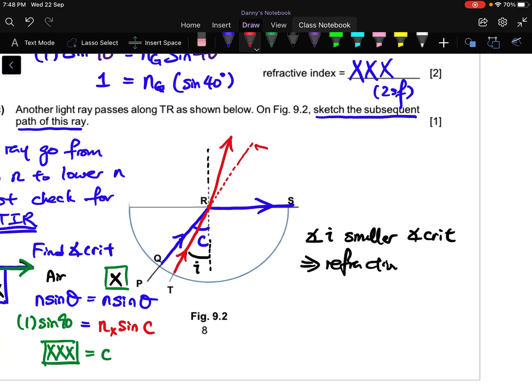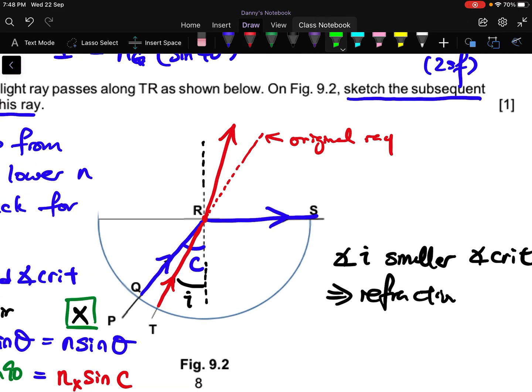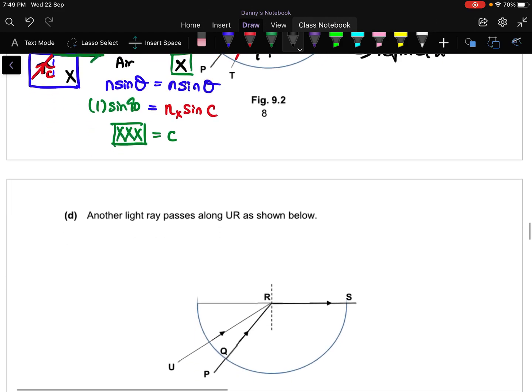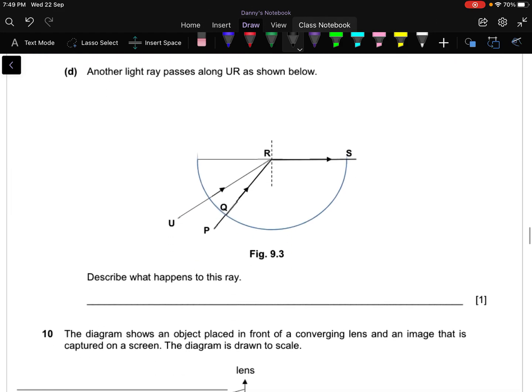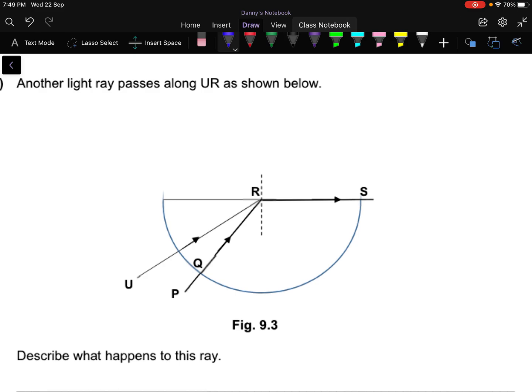Okay, so you may ask me, teacher, what is this dotted line? Well, this is my original ray lah. For me, I just want to draw it because it helps me to check my paper, right? I will know that it is bent towards the normal, right? This is my normal, correct?